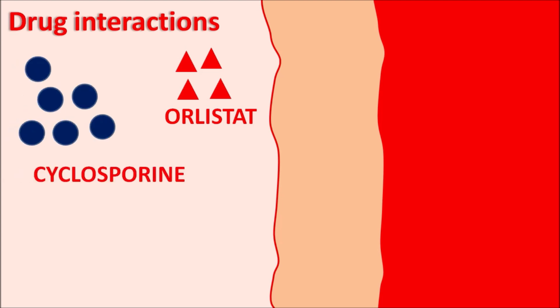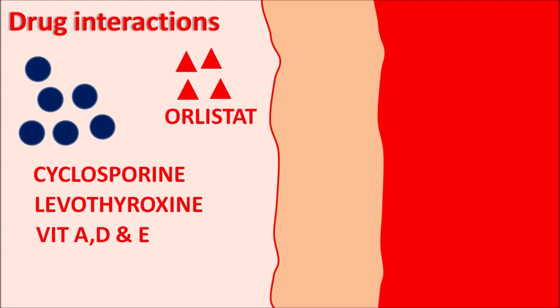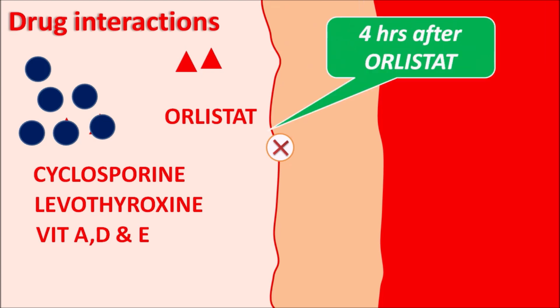What are the drug interactions? Since orlistat interferes with the absorption of vitamins, similarly it can also interfere with the absorption of other drugs such as cyclosporine, levothyroxine, and fat-soluble vitamins like A, D, E, K. So orlistat can form an insoluble complex with these drugs which reduces their absorption. So whenever these drugs are administered after the orlistat, a 4 hours gap should be maintained, or before the administration of orlistat, these drugs can be given within 2 hours.